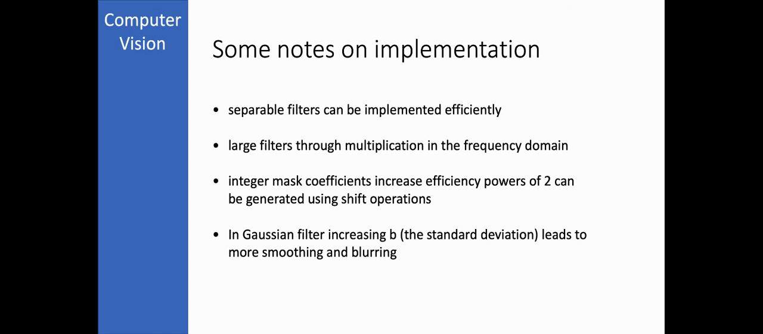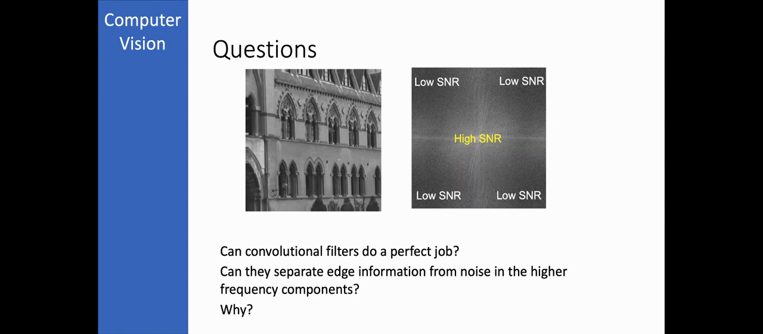So let me conclude this video part with one question, and I will leave it to you to discuss. We talked about the fact that linear filters cannot solve the problem and retain edges. So can you explain it in terms of the power spectrum of an image, based on the SNR discussions that we had? Can convolutional filters do a perfect job separating noise from the image? Can they separate edge information from noise in the high-frequency components? If so, why? If not, why? And with that, I will end this video as well.